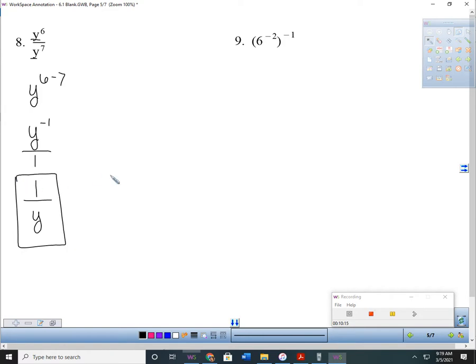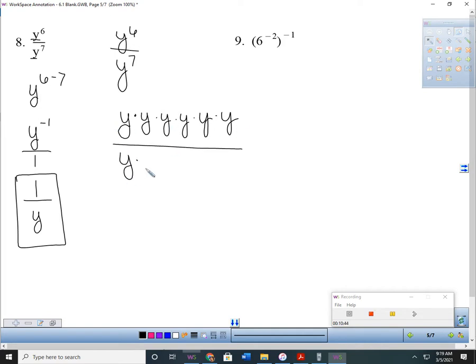So something else I just want to show you, because we've had 2 of these that came up to be negative. You can also think of it like this. You have 6 y's available on the top, correct? And 7 on the bottom. So think of it like this. Y to the 6 means y times y times y times y times y times y, right? 6 y's in a row being multiplied, yes? And then on the bottom you have 3, 4, 5, 6, 7.